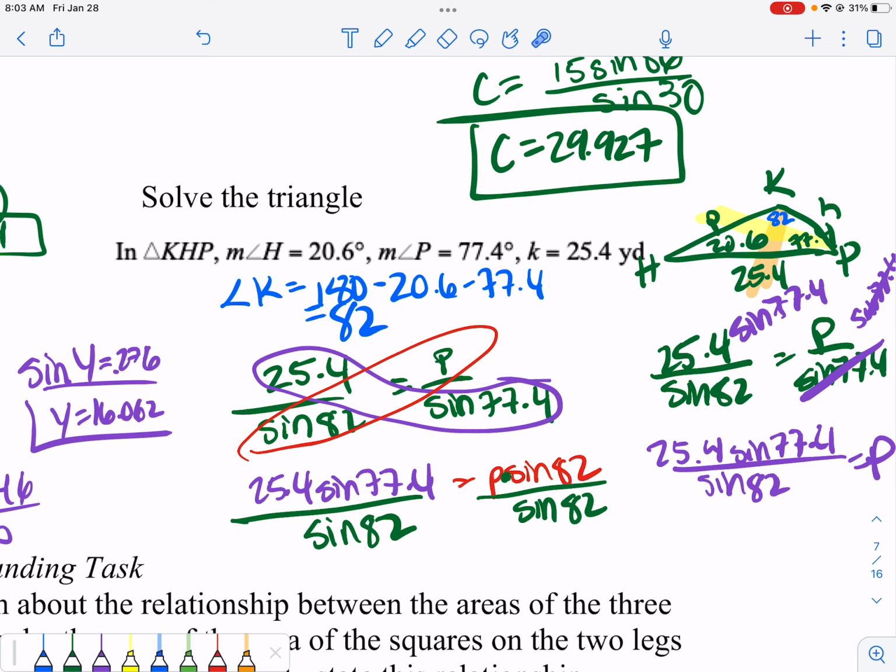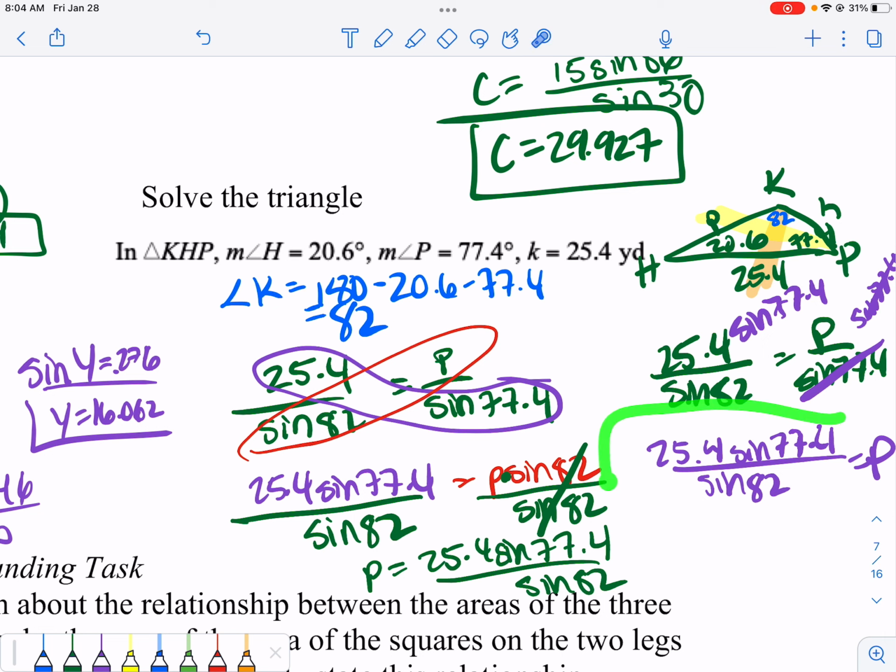Notice, when we cancel this part out, we end up with P equaling 25.4 sine of 77.4 over sine of 82. So it's really the same thing. It's two different ways of thinking about it, but they get you to the same spot.